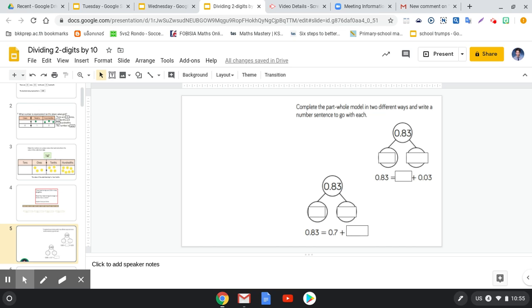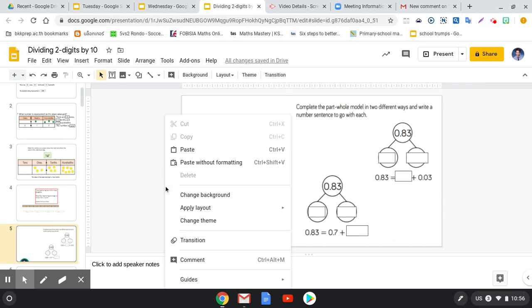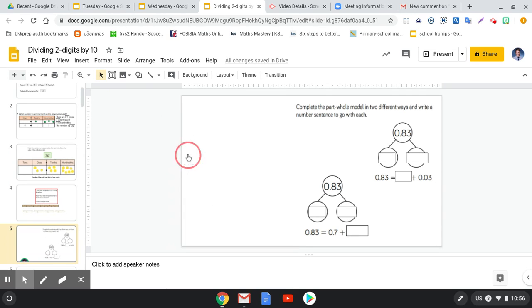So what we can do now is use part-whole models to put decimals together so that we understand each part that comes together to make those decimal numbers. So we're using tenths and we're going to be using hundredths. So what I'm going to do to help is use a 100 square.